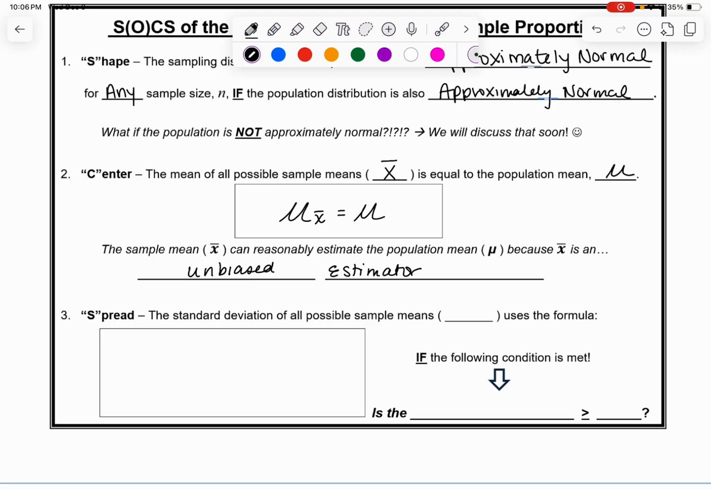The standard deviation, or the spread of all the sample means x bar, is going to use this formula: the standard deviation of the sample means is equal to the standard deviation of the population divided by the square root of n. And this spread is going to hold as long as your population is greater than 10 times your sample size. Remember, this is your 10% condition. So let's see this put into action.